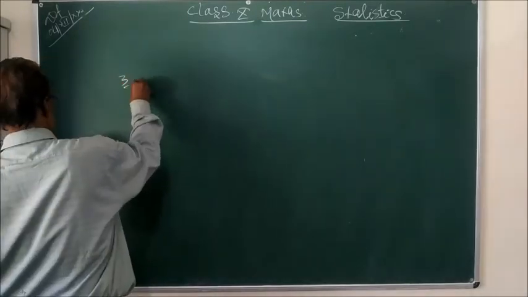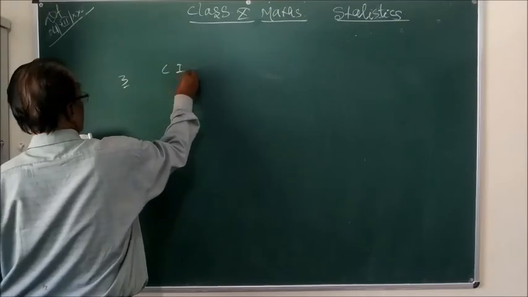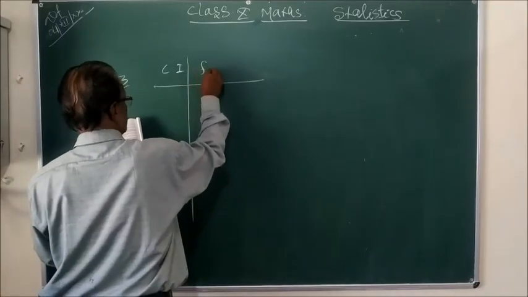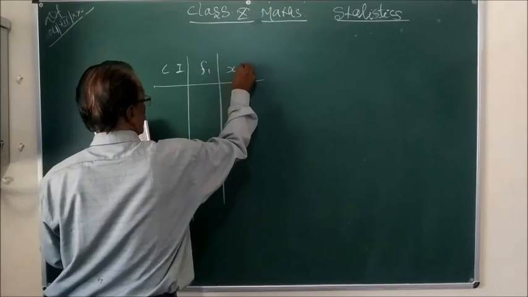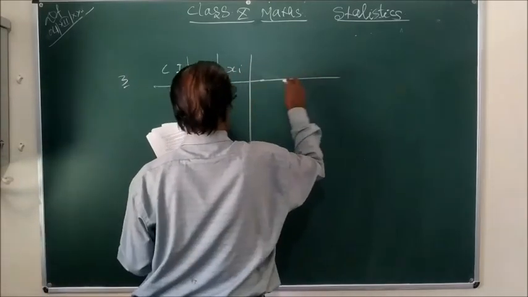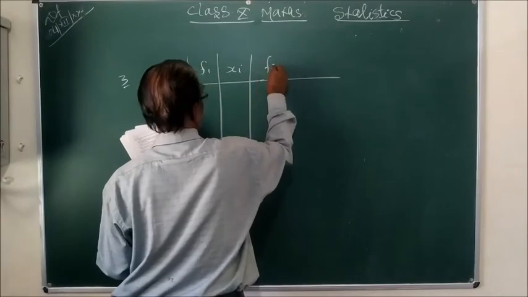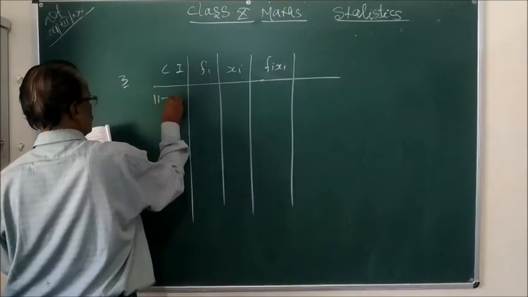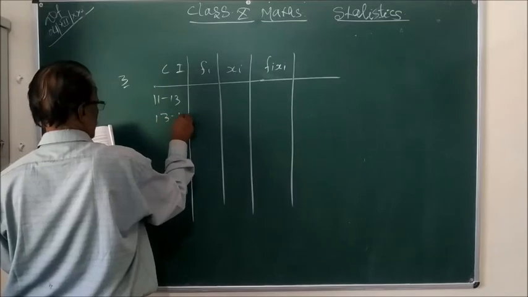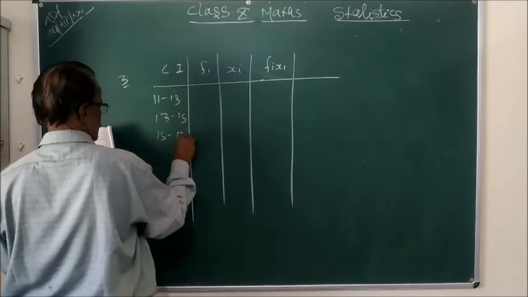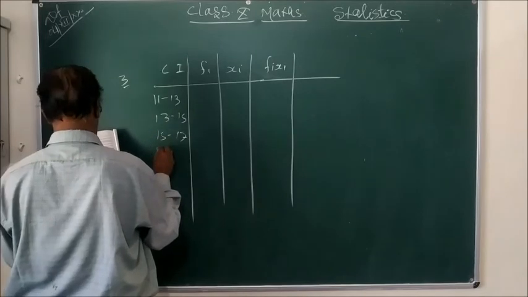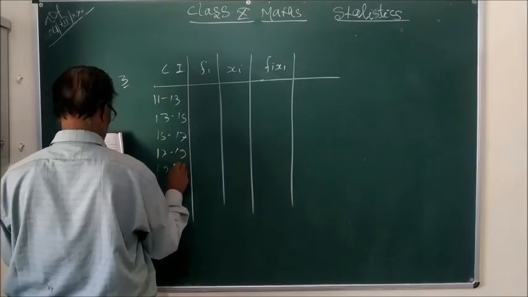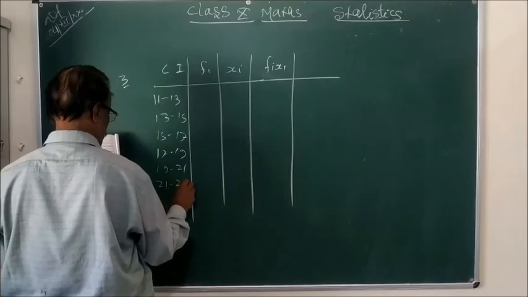Question number 3. You have to find the frequency. This is the class mark, and this is the frequency f_i, and this is x_i, the class mark. Now you can find by any method. Suppose the direct method, f_i x_i. Class marks are 11, 13, 15. In a continuous class, the upper limit will be the lower limit of the next class. So this is another type of question. In this question you have to find the missing frequency.